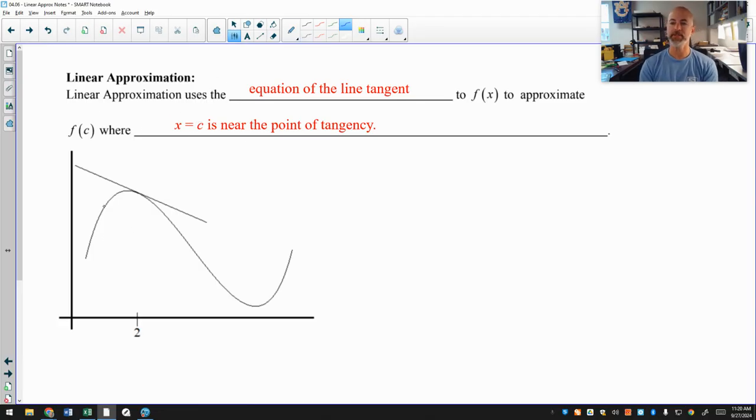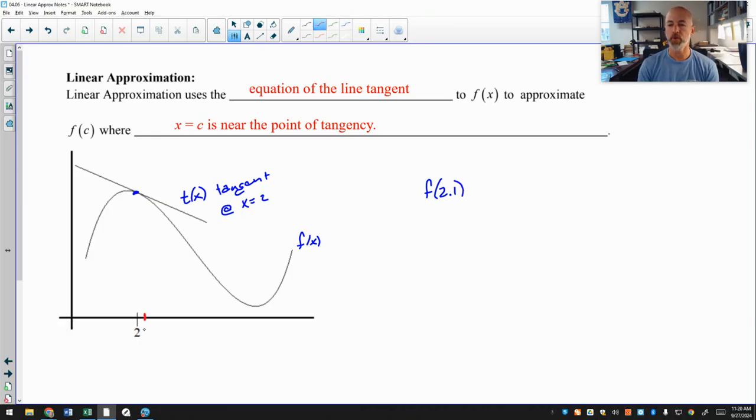Right here I have this illustrated. I have some function f of x, and then right here I have a point of tangency, and I have a tangent to f of x at x equals 2. So I'm going to call t of x the tangent at x equals 2. Now let's just pretend I want to know what f of 2.1 is. Now 2.1 is very close to 2.